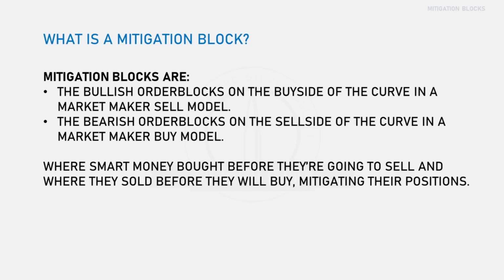Mitigation blocks are the bullish order blocks on the buy side of the curve in a market maker sell model, and the bearish order blocks on the sell side of the curve in a market maker buy model. So where smart money bought in those bullish order blocks, right? We're gonna use that same order block on the sell side of the curve to offload their orders and mitigate their positions.